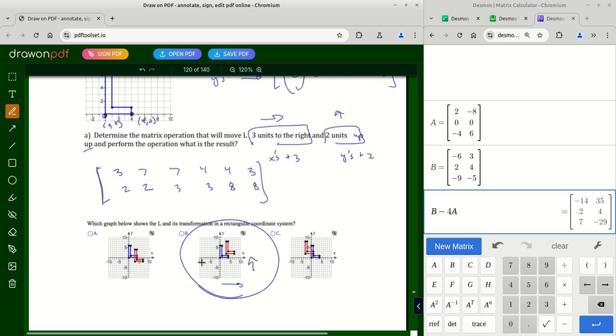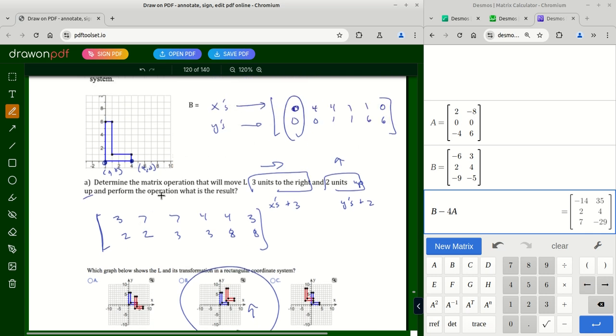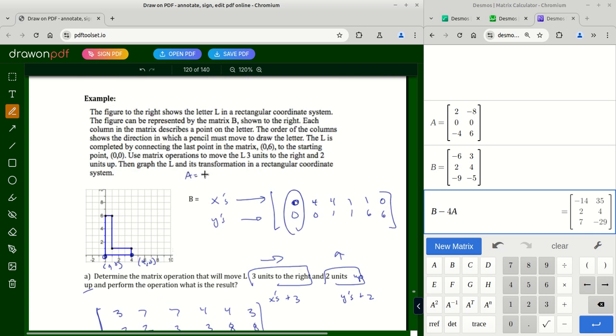So not too bad. On the homework, there's another kind of question like this where they have an A matrix. The A matrix looks something like 0, 1, negative 1, 0. And then it says find A times B. Well, you can do that over here, right? You do A, you got B, you say A times B in Desmos. Okay, so that's another way to do it.